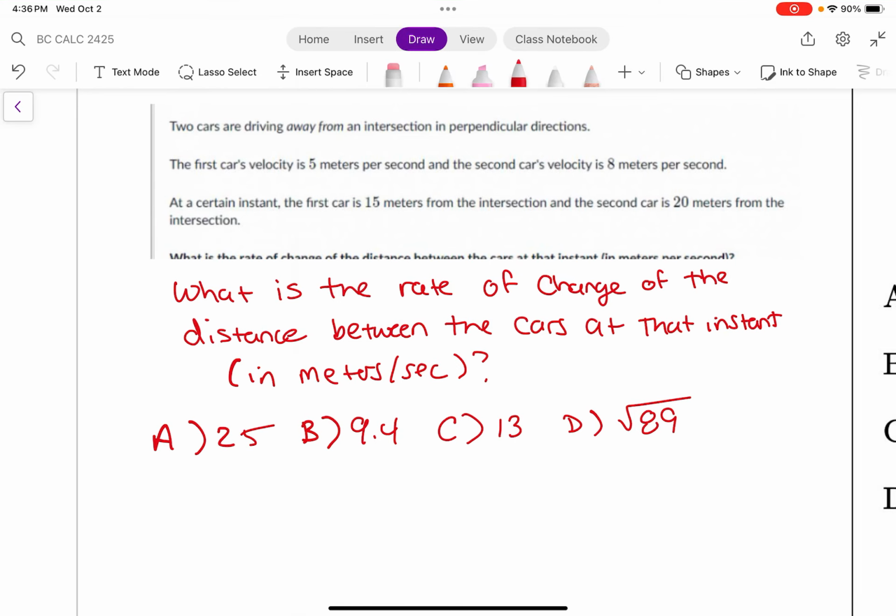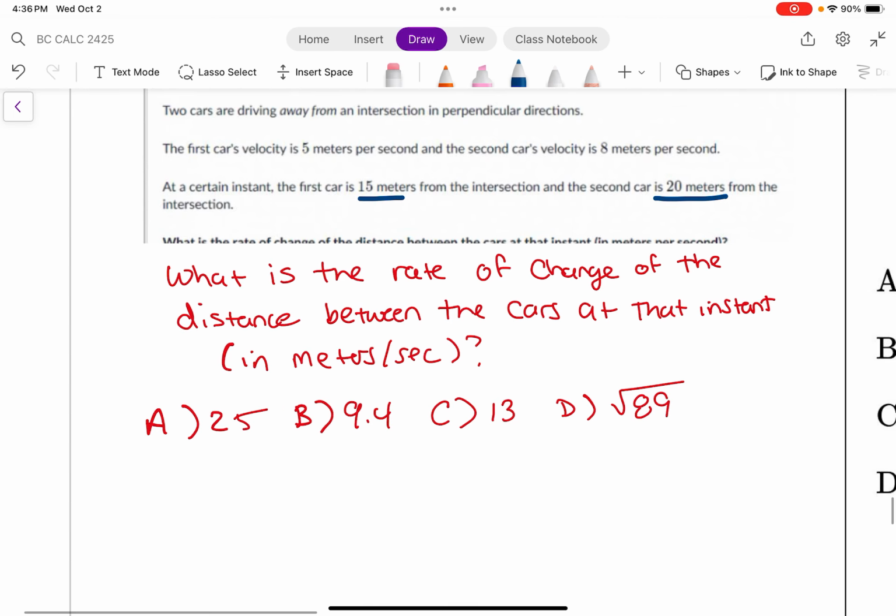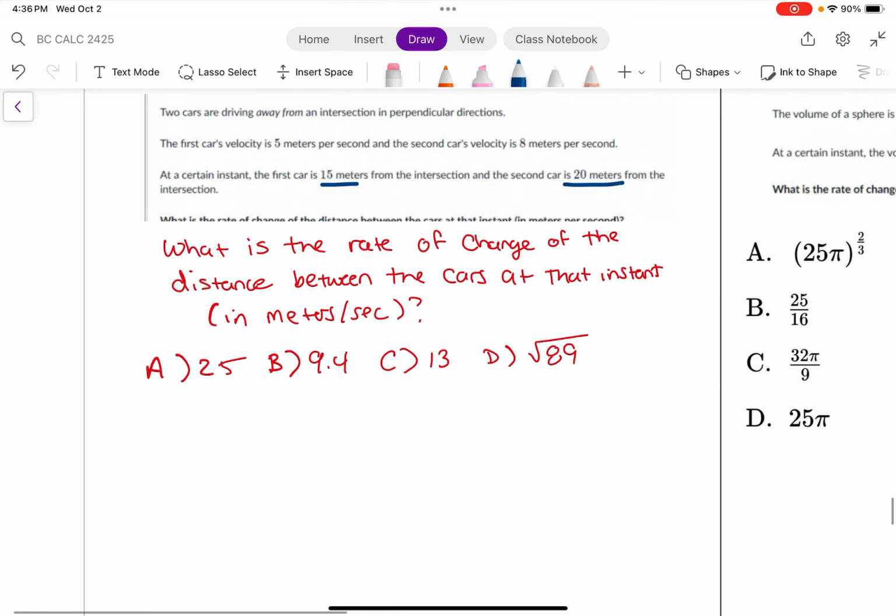All right, so apologies, this got cut off. It says two cars are driving away from an intersection in perpendicular directions. The first car's velocity is 5 meters per second, and the second car's velocity is 8 meters per second. At a certain instant, the first car is 15 meters from the intersection, and the second is 20 meters from the intersection. And we have to find what the rate of change of the distance between the cars at that instant is. So first, we gotta draw this picture.